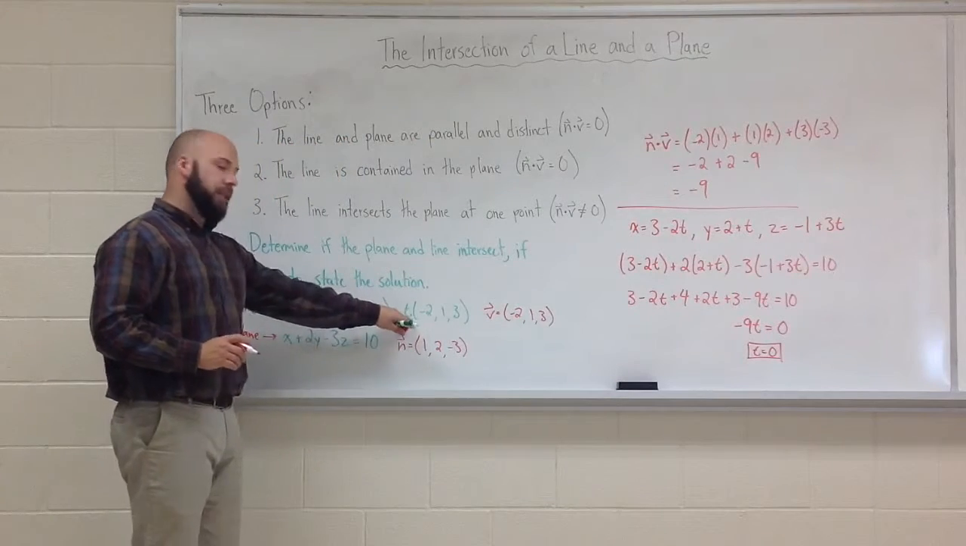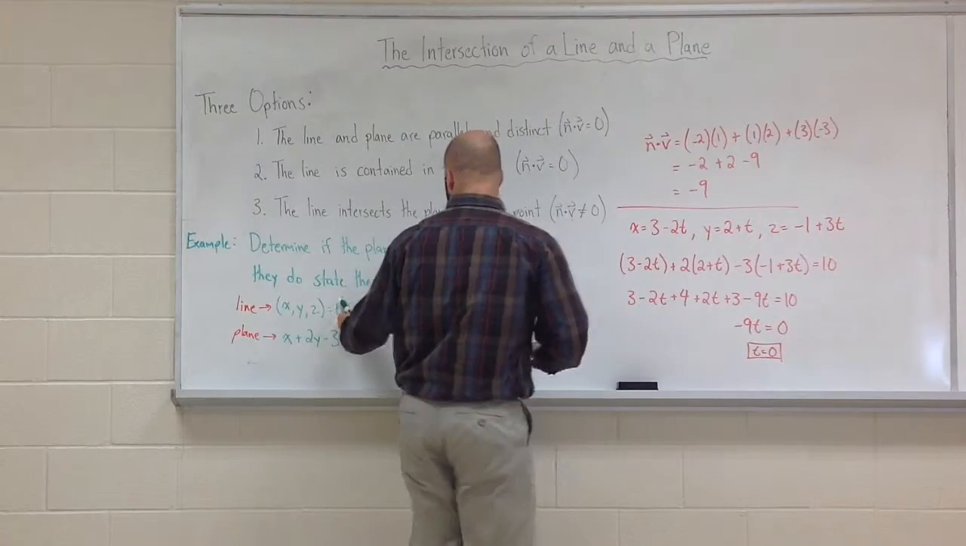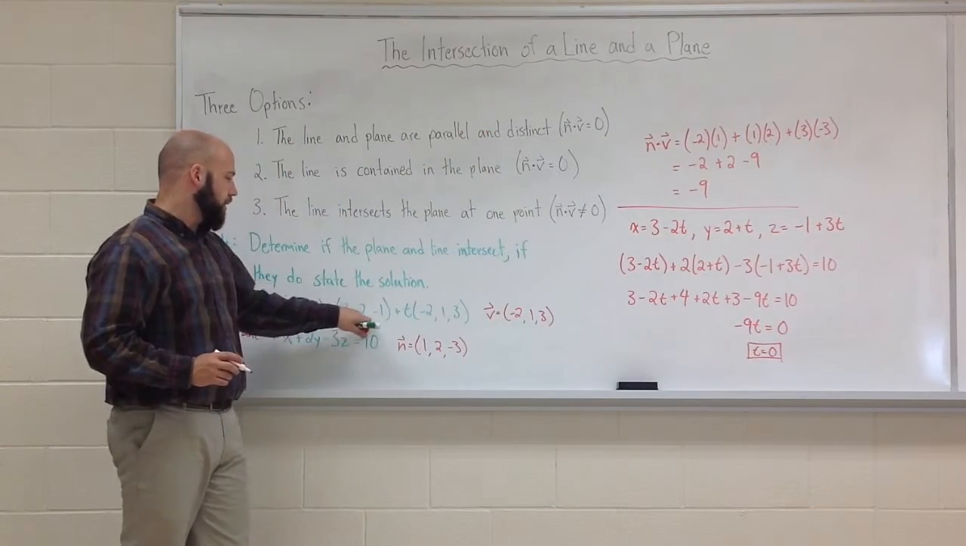Meaning, if we substitute t into our line equation, we find out that they intersect at the point 3, 2, negative 1.